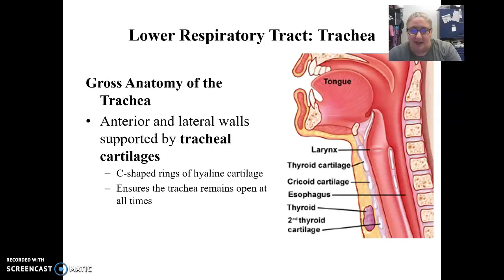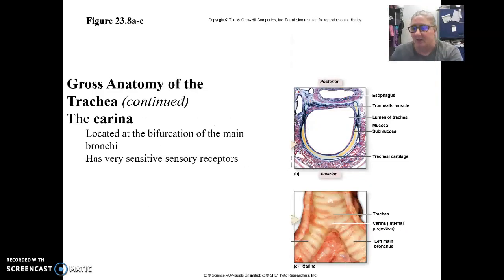The cartilage rings are found, hold on, I'm going to go to the next slide to show you what the cartilage rings look like. So here the cartilage rings are surrounding the trachea on all sides except for the posterior aspect. The reason it doesn't surround the posterior aspect is because here we have the esophagus. The esophagus is a pretty much collapsed tube. But when food moves in, the esophagus can extend into the tracheal region. So that's why we don't have cartilage on the back.